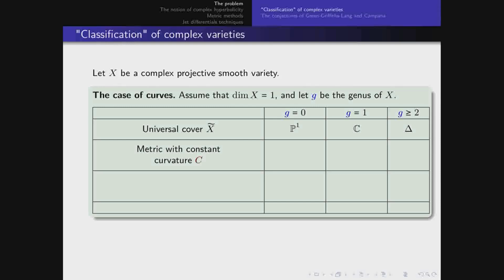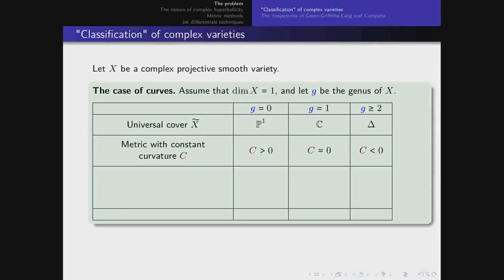Also, there is a different notion that we can study on complex varieties: the metrics we can put on them with constant curvature. In the case of genus 0 curves, we can put a metric with positive constant curvature. In the case of genus 1 curves, this metric will have zero curvature, and in the last case, we have a metric with negative curvature, and that's why we call curves with genus 2 or higher hyperbolic. So these are very geometric notions.